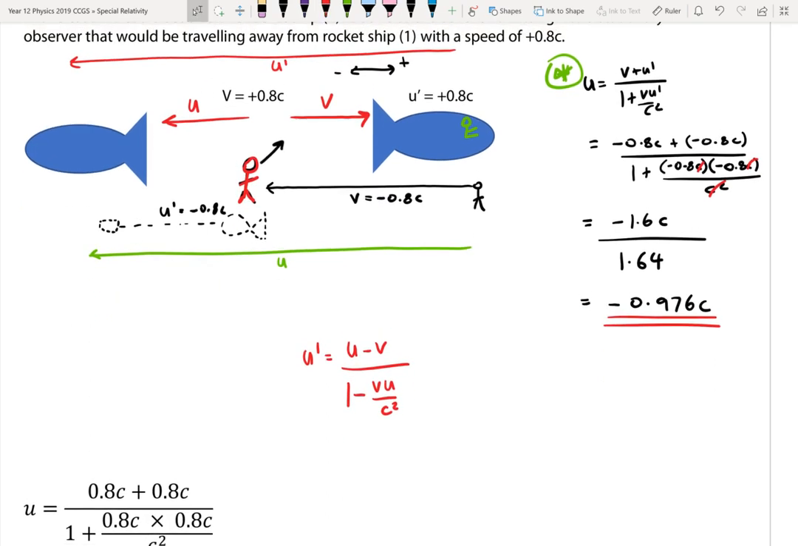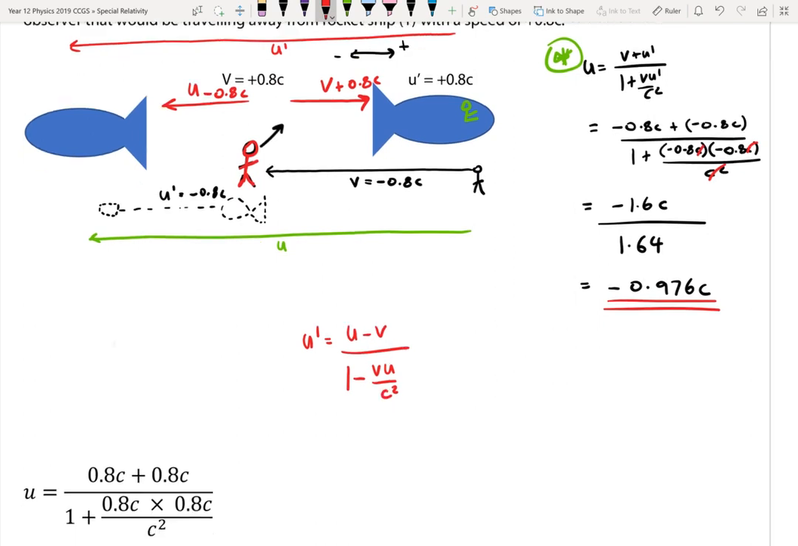Now, using this, v is going to be plus 0.8c. u is going to be negative 0.8c. All right, can you see what we've got here? Different frames of reference, different directions, different signs. Now, I don't want to confuse you by showing you both methods, because in the third example, I'm going to put ourselves in the other spaceship. But anyway, let's just do this middle example with the u prime equation.